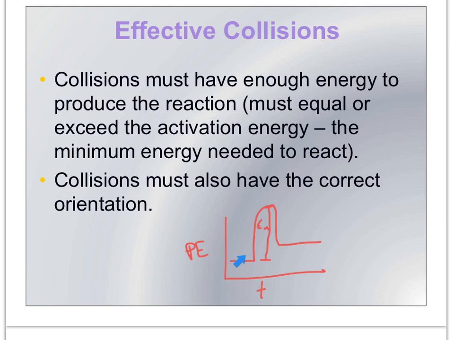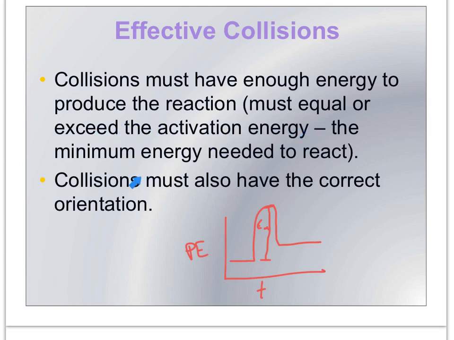So if they collide together with this much energy, then they fall back down and reform the reactants. Collide with this much energy, they go back and reform reactants. Collide with this much energy, then, since they've surpassed the activation energy barrier, now they form the transition state, and now they can actually turn into products. And so they must have enough kinetic energy, again, to equal or exceed the activation energy barrier.